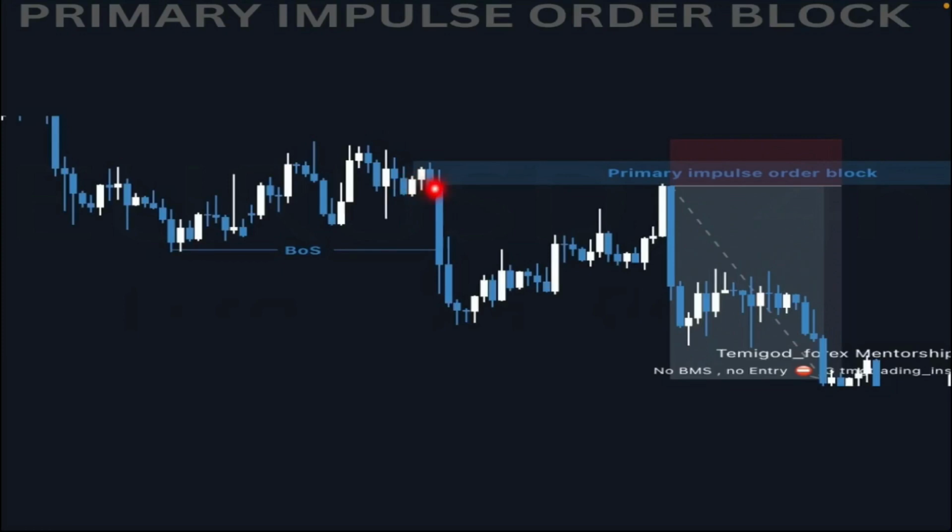Look at the imbalance from here to this area. Okay, so that's the imbalance that the prices created actually. So we had prices fill up this imbalance, and we had prices continue going in that bearish move. Okay, so I explained what imbalances are, and this is what the primary impulse order block will look like.